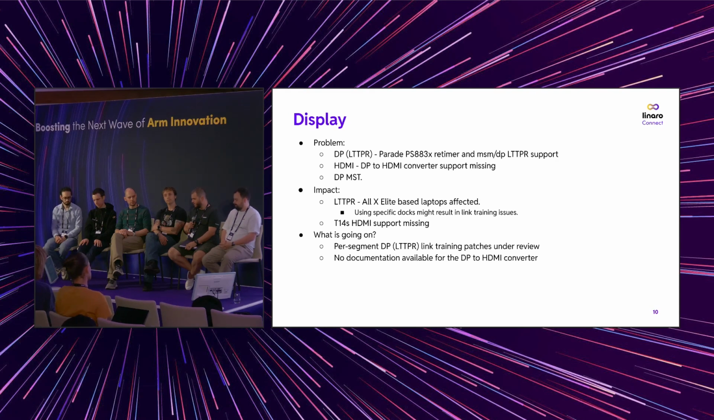All of these laptops, most of them, come with a Parade retimer for DP, which needs setting. Before doing the link training, you need to set it to transparent mode and then switch back to non-transparent mode. I'm not sure we need to do this, but it's already upstream, so it's still being discussed.